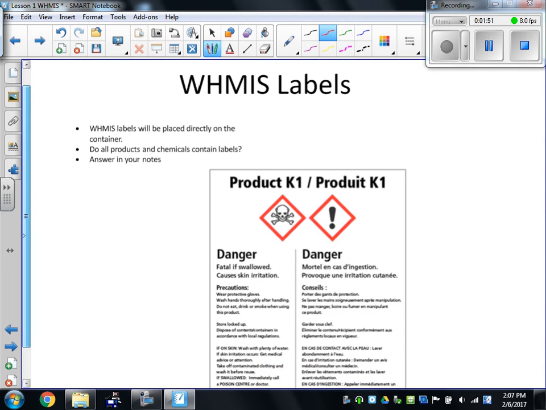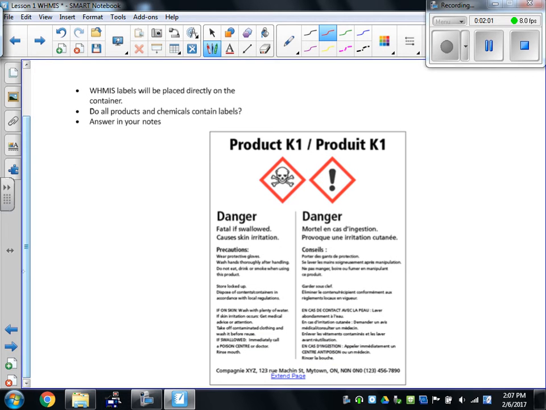WHMIS labels. WHMIS labels will be placed directly on the container. Do all products and chemicals contain labels? Yeah, pretty much the dangerous ones, yes. This is an example here. Here is a skull and crossbones, an exclamation point, and we'll get into what each one of those means down the road here. So once again, don't worry about that too much, but we'll have notes on each one of those, and those you should know, obviously, okay?